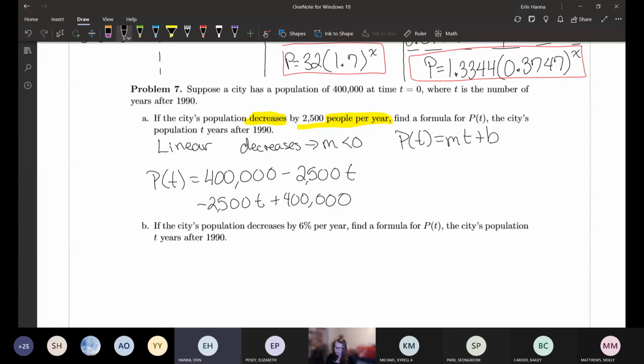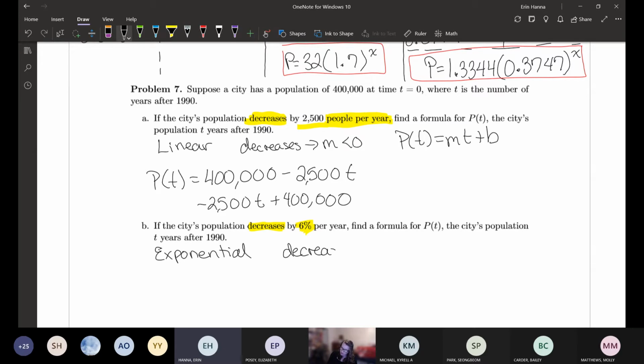Part B, if the city's population decreases by 6% per year, find a formula for P of t, the city's population. So we're still decreasing. Since it's a percent, that value is actually going to be changing every year, because it's going to first be 6% of 400,000 and then 6% of whatever the next year's population was, and then 6% of whatever the population was the year after that. Since the population keeps changing, the 6% amount keeps changing. So this is no longer linear. That percent is what tips you off to exponential.